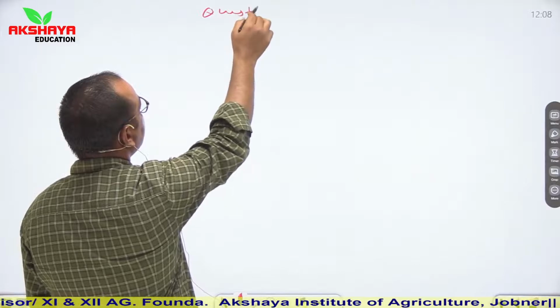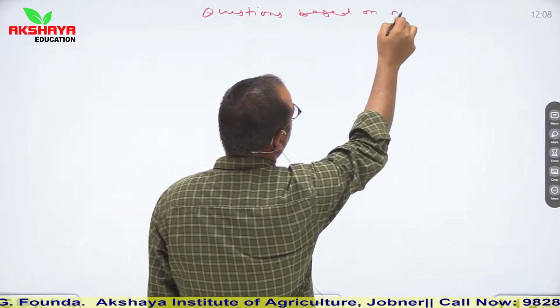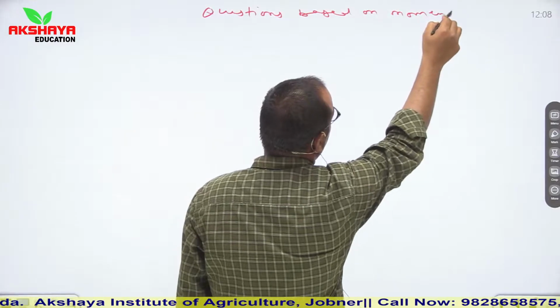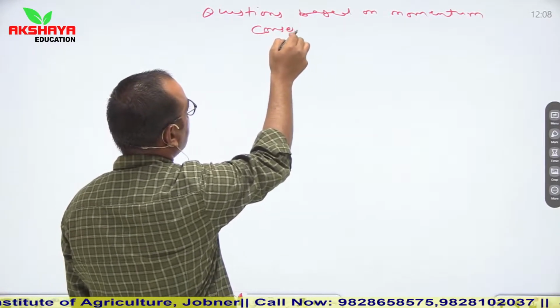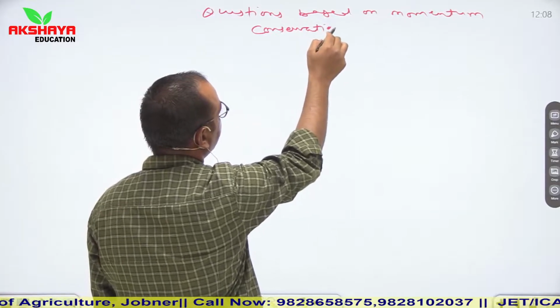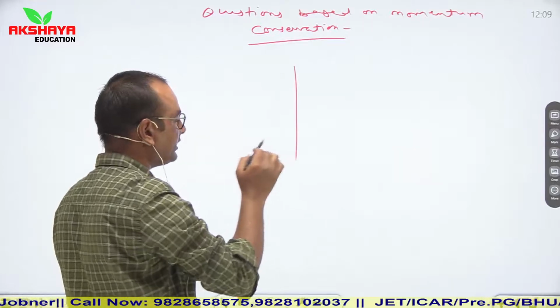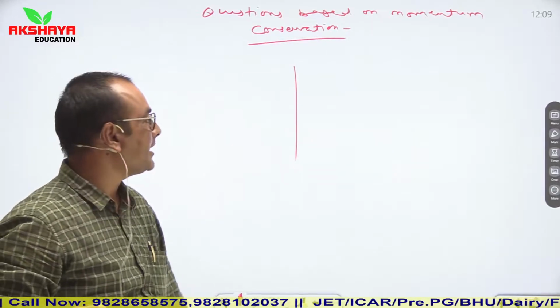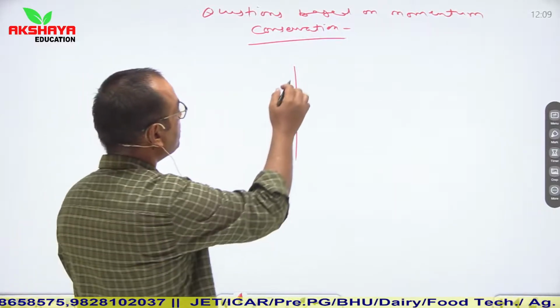Now the next pattern of question which is asked is based on momentum conservation. One pattern of question we have discussed in the previous lecture, recoiling of a gun. Now let us see the next pattern, which is a favorite topic of NEET and JEE. Many types of questions are asked from this. In ICR, you can also get a pattern of question.